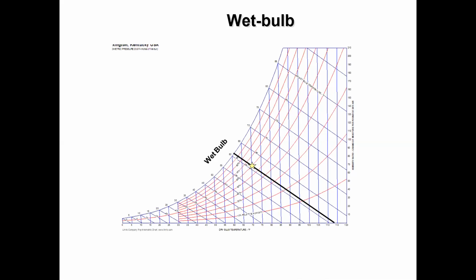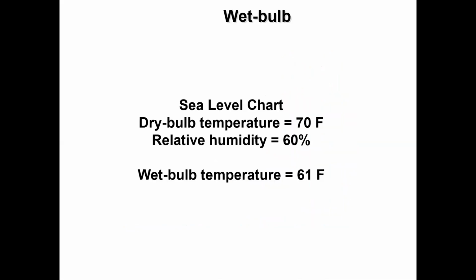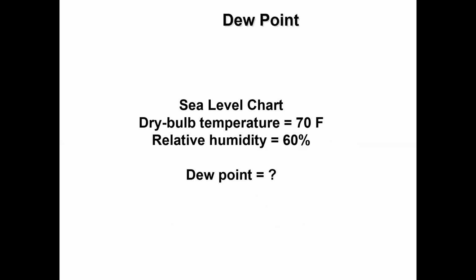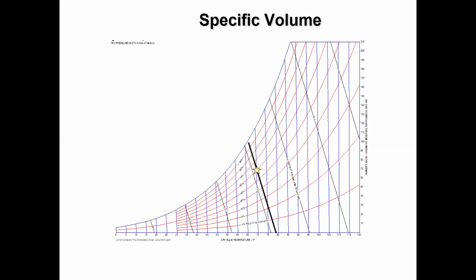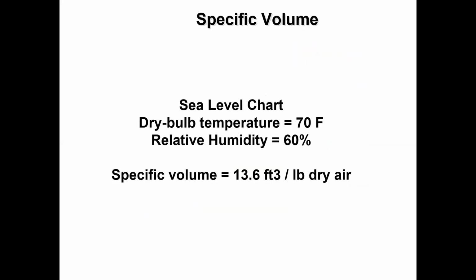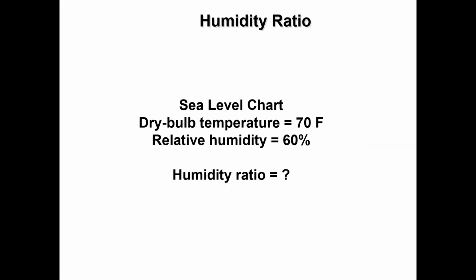You have to go through these charts. Similarly, here the wet bulb temperature, where we have marked the value at that point, shows 61°F. And similarly, if we want to find the dew point, we can find that as well, which is 55.5°F. And specific volume is 13.6 cubic feet per pound of dry air.